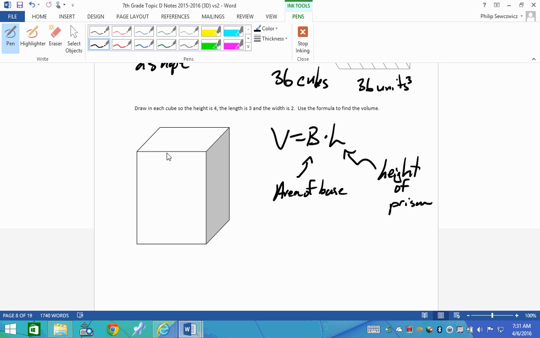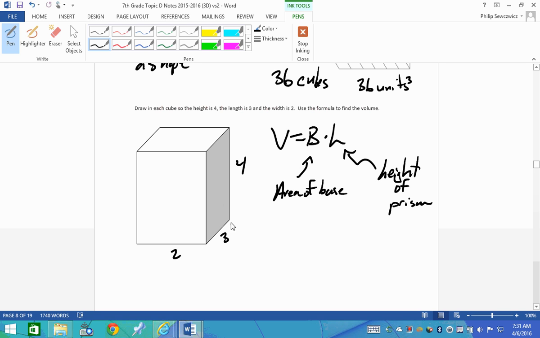So let's see what we got here. Let's see what happens. All right, so label it in there. You got a height of 4, so put a 4 in there. The length of 3, width of 2. Width typically goes left to right, although remember it's not going to make a difference because you can turn it. And this is why a lot of people fall in love with length times width times height. But again, we want something that's going to work for all of our prisms.